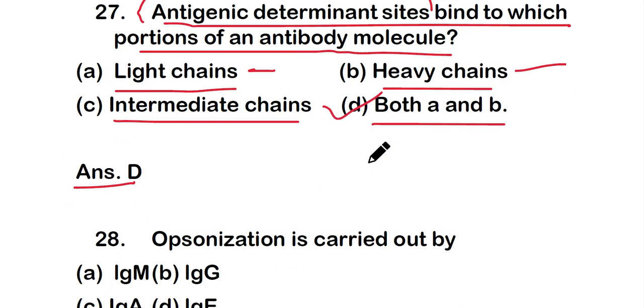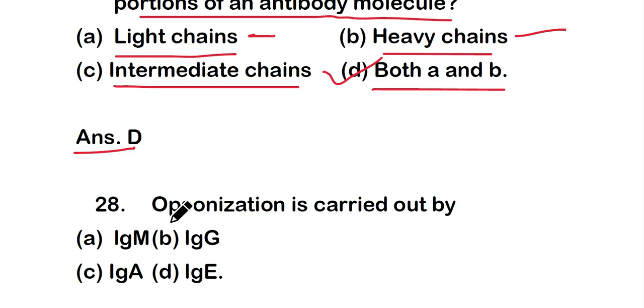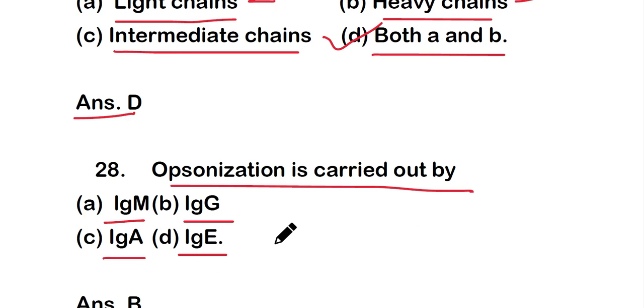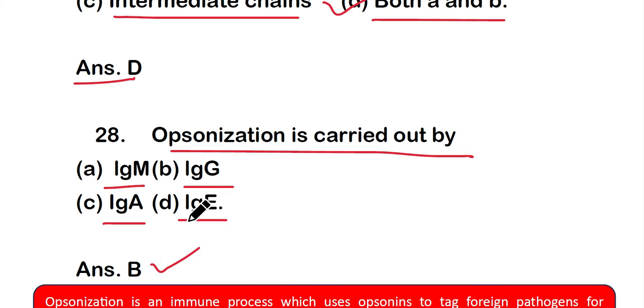So let's move on to question number 28. Opsonization is carried out by: option A, IgM; option B, IgG; option C, IgA; or option D, IgE. The right one is option B, that is IgG. So opsonization is carried out by IgG antibody.